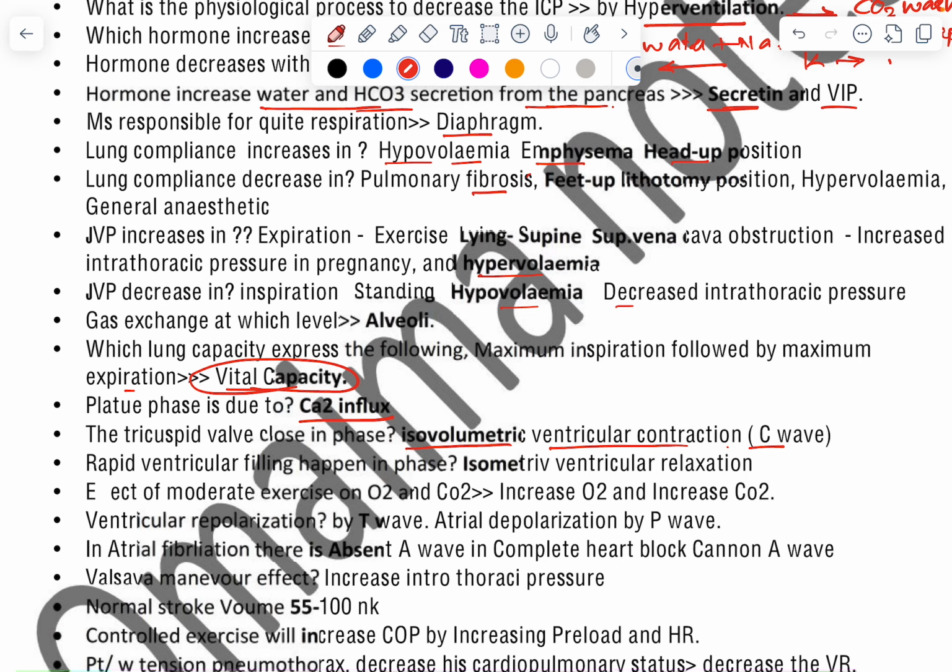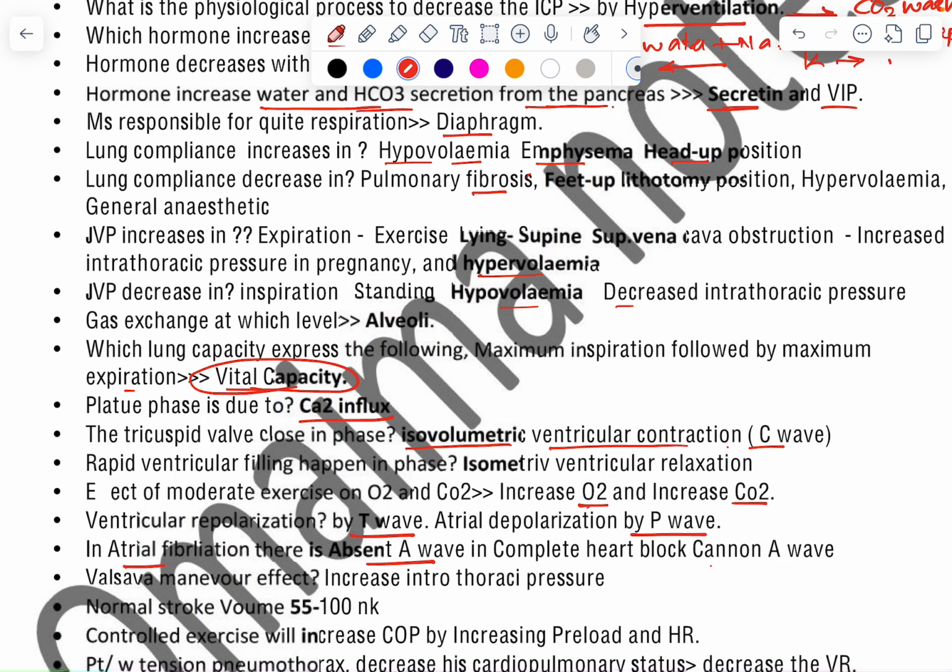Erect or moderate exercise increases oxygen and carbon dioxide, and increases PO2. Ventricular repolarization is the T wave; atrial depolarization is the P wave; ventricular depolarization is the QRS complex. In atrial fibrillation, the P wave is absent.